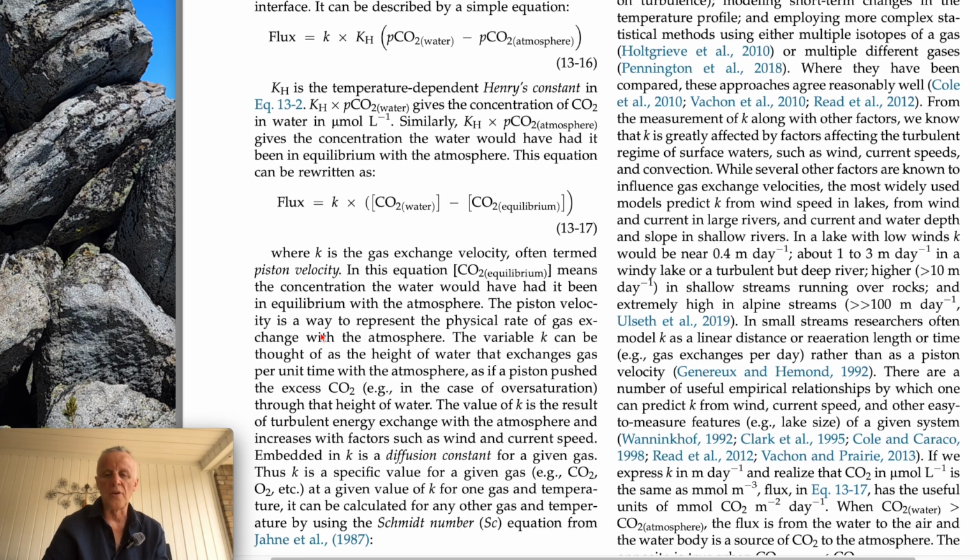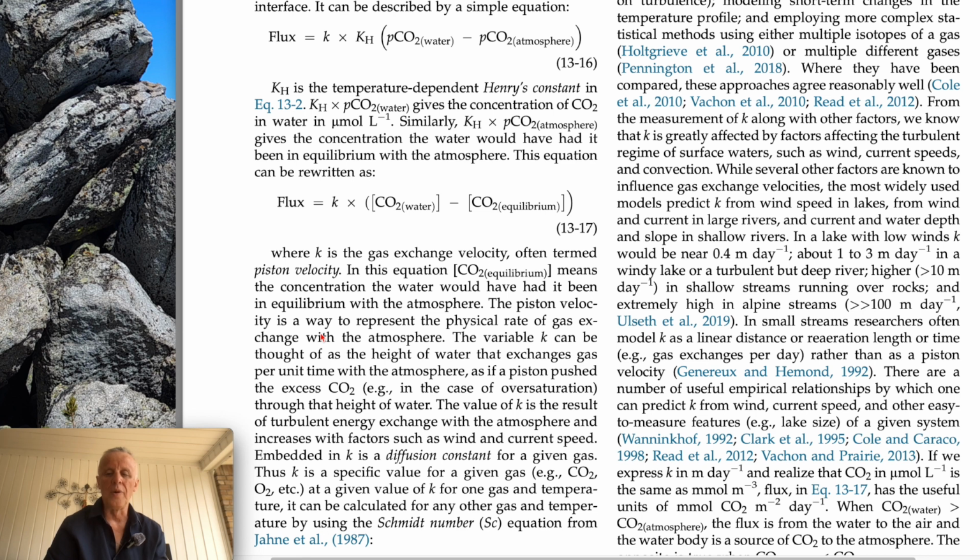From the measurement of K along with other factors, we know that K is greatly affected by factors affecting the turbulent regime of surface waters such as wind, current speed, and convection, while several other factors are known to influence gas exchange velocities. The most widely used models predict K from wind speed in lakes, from wind and current in large rivers, and from current, water depth and slope in shallow rivers.